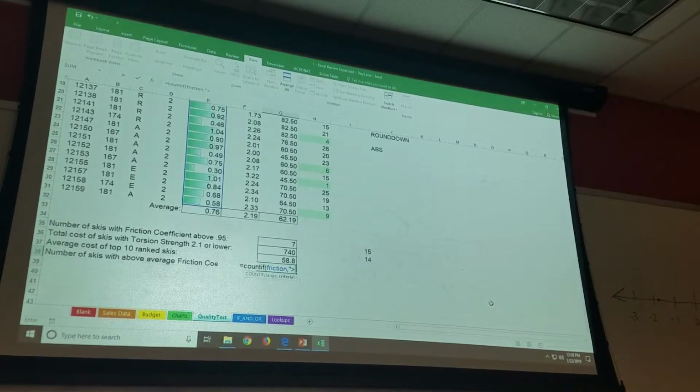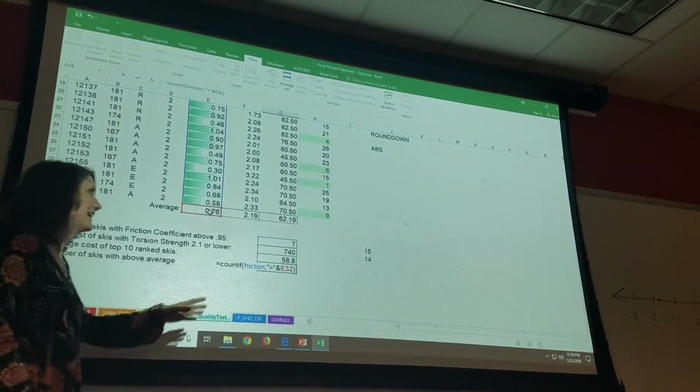You put the logical operator in the quotation marks. Just the logical operator in the quotation marks. Followed by the ampersand sign and then the cell reference. That's really it.